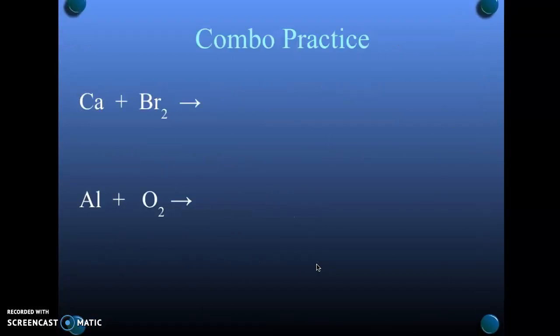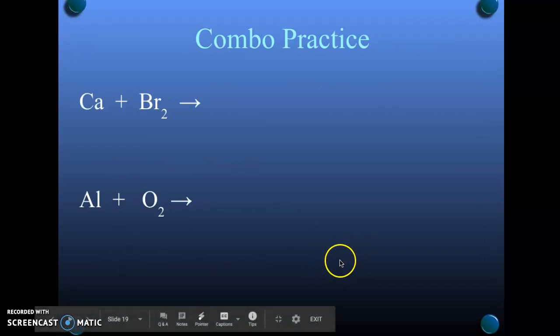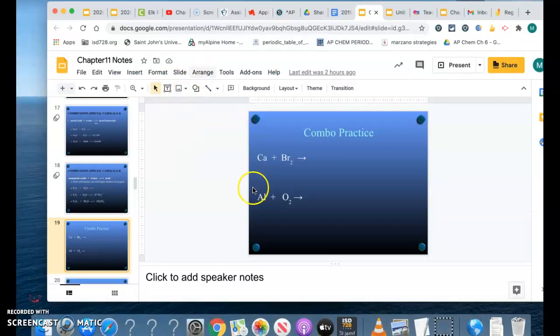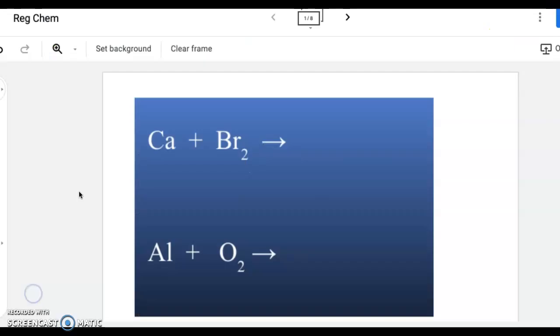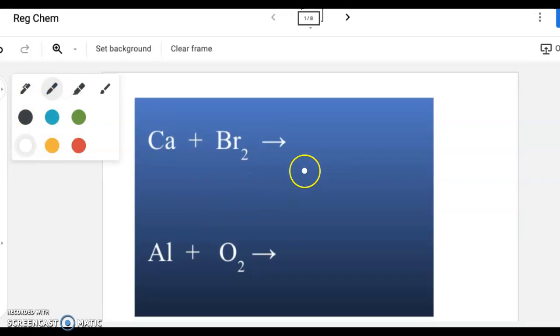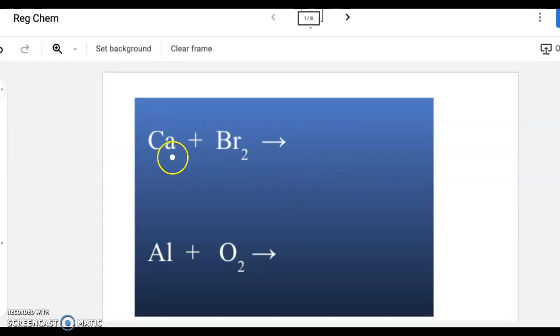Okay, all right, now we'll do some practice. Just so I can write these out, I'm going to exit out of here. I just switched over to a Jamboard so I could write these out. These are the two reactions that are in your notes. If you want, you can pause the video and try these out on your own, because I'm going to start working through these right now.